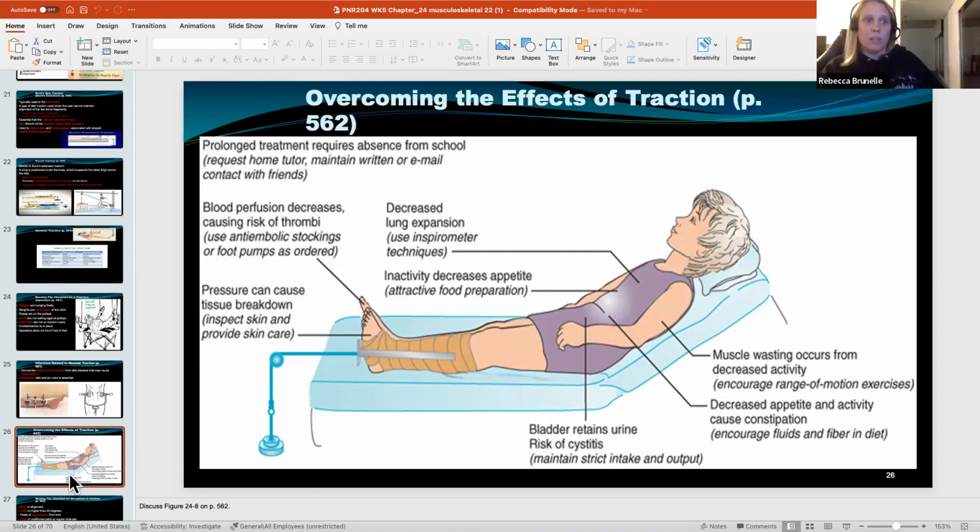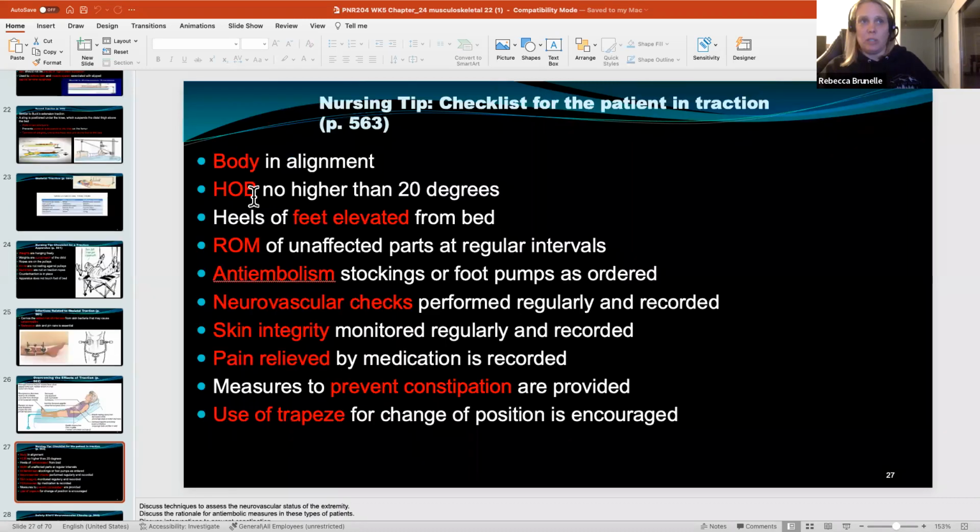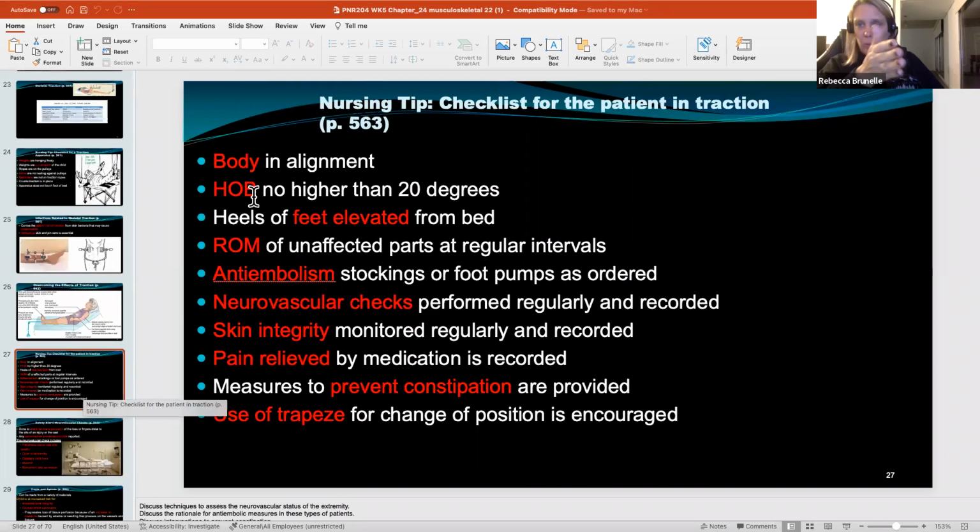So there are certain things that you should be paying attention to when your patient's in traction. That it's aligned the way that the traction is supposed to align the bone. The bed's not more than 20 degrees, so they should never be in high Fowler. The feet should always be elevated, so they should never be resting on the side of the bed. If they're in Bryant's traction, their buttocks should be elevated up off the bed. You're doing the range of motion. You're thinking about things like preventing DVTs.